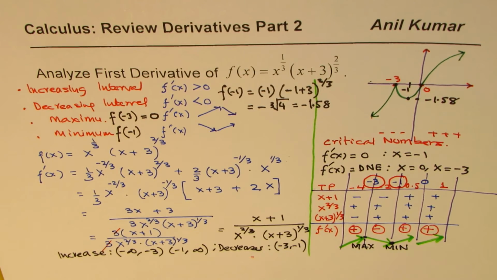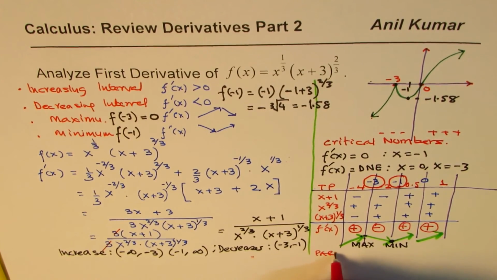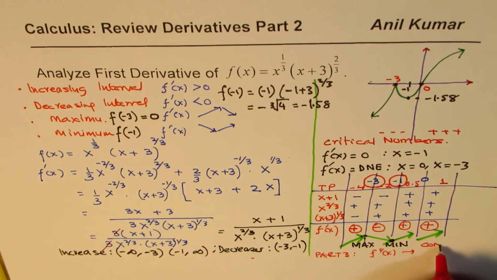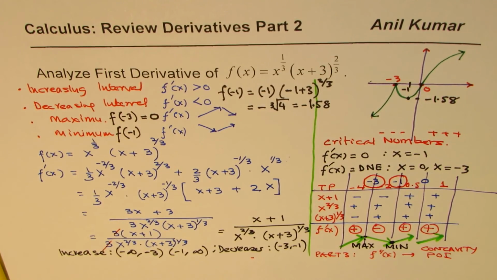Now we'll move on to part 3, where I analyze the second derivative, and by doing so, we'll know what. So in part 3, we will do the second derivative, and that will give us concavity, right? Two things: concavity and point of inflection, right? And then in part 4, we'll sketch this function.